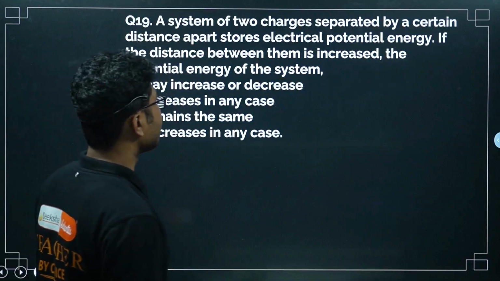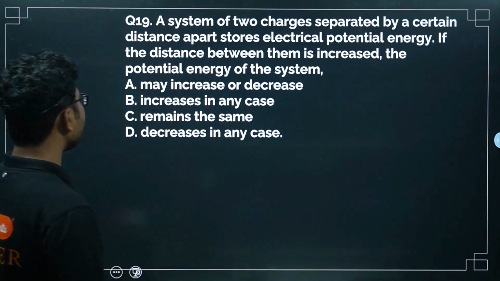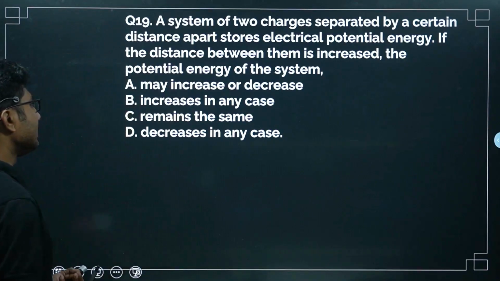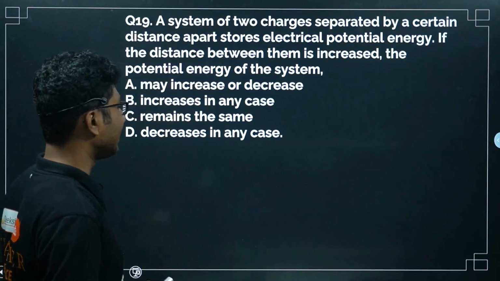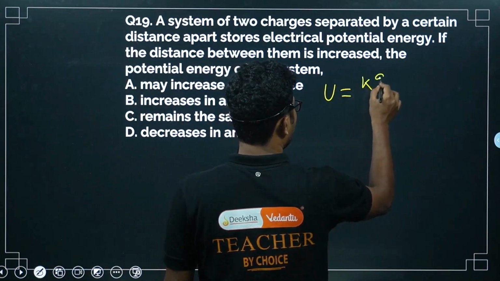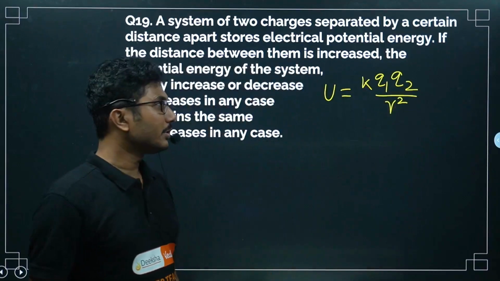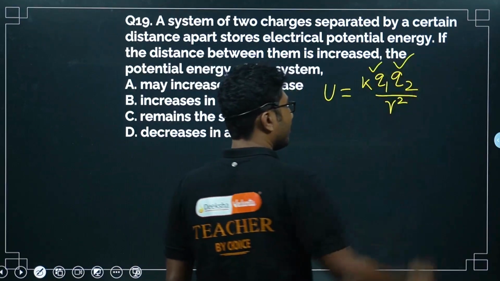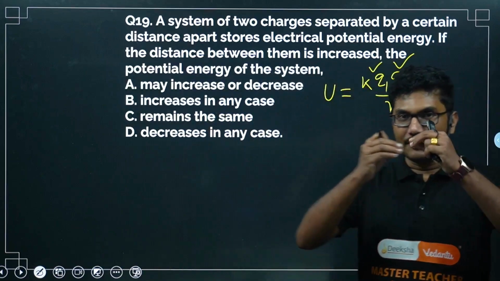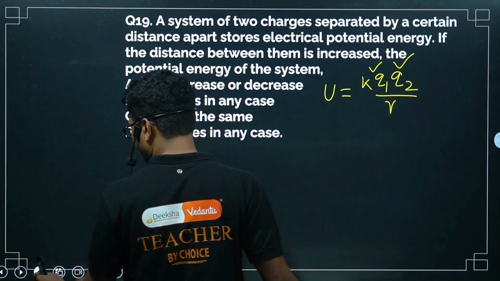A system of two charges separated by a certain distance apart stores electrical potential energy. If the distance between them is increased, the potential energy of the system may increase or decrease: increases in any case, remains the same, or decreases in any case. Now we know that potential energy of a system is kQ1Q2 by R squared, right? Now if both the charges are positive or both are negative, the same sign. Sorry, I made a mistake, it is not R squared, it is simply R.